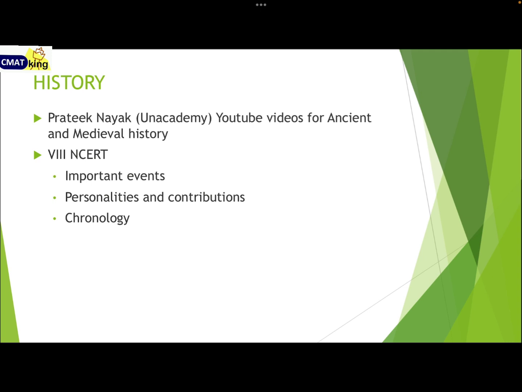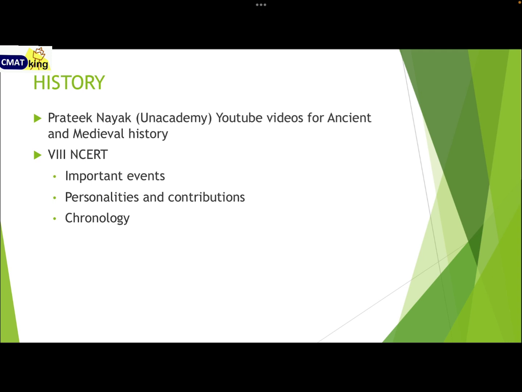Then it would be personalities and their contributions. For example, one of the questions that came during my attempt was: who was the first satyagrahi to opt in for the individual satyagraha movement? The answer to that was Acharya Vinoba Bhave. So these are the personalities that you have to remember while studying history.